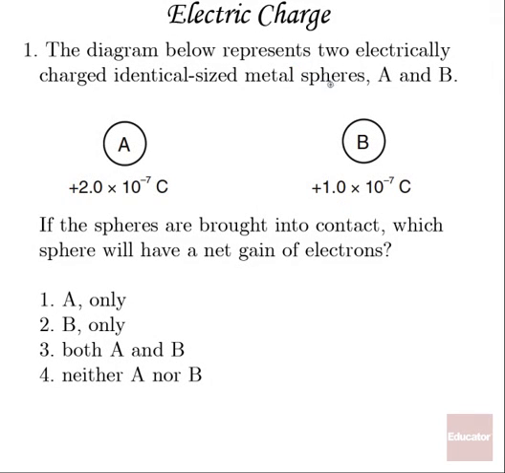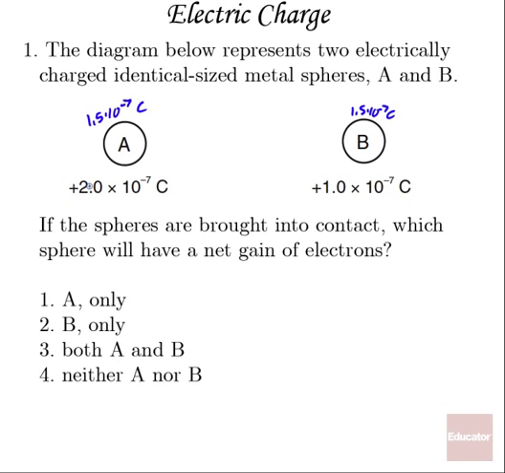The diagram below represents two electrically charged, identical sized metal spheres, A and B. If the spheres are brought into contact, which sphere will have a net gain of electrons? Well, if they're brought into contact, what we're going to have is a transfer of charge so that we have 1.5 times 10 to the minus 7 on each of these. So we'll now have 1.5 times 10 to the minus 7 coulombs here, and 1.5 times 10 to the minus 7 coulombs here, assuming they're conducting.